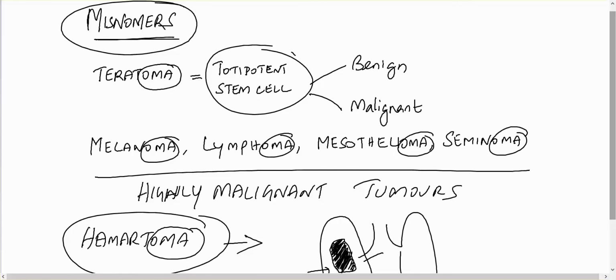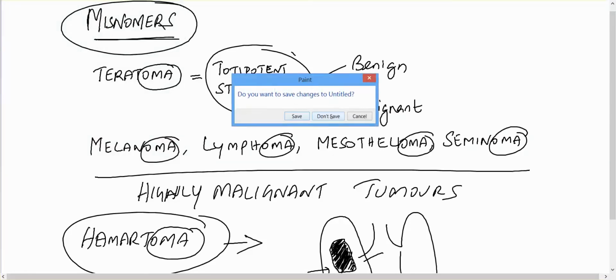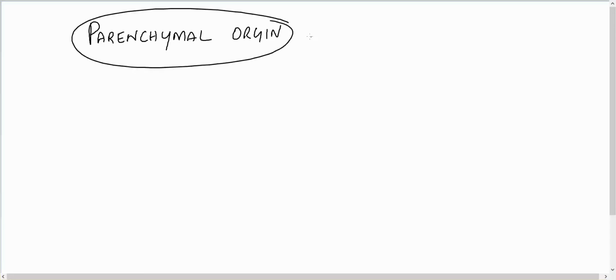So now let us discuss certain nomenclatures of malignant tumors. The malignant tumor can come from parenchymal origin, which means from epithelium. If the tumor comes from parenchymal origin, in the suffix we put the word carcinoma.